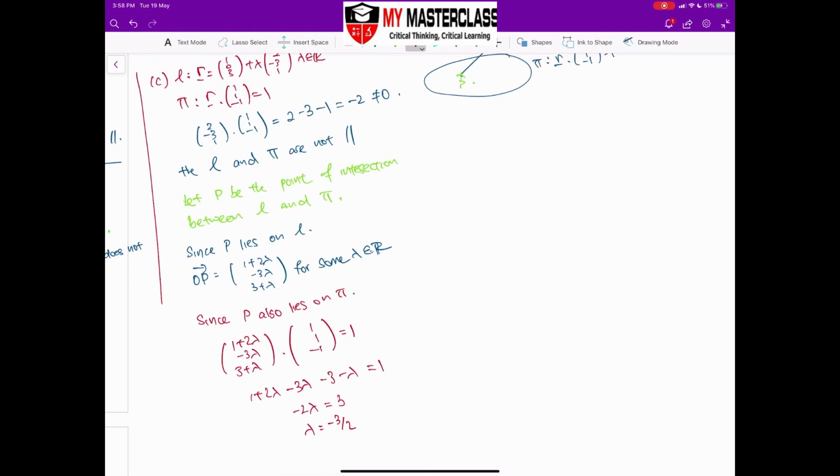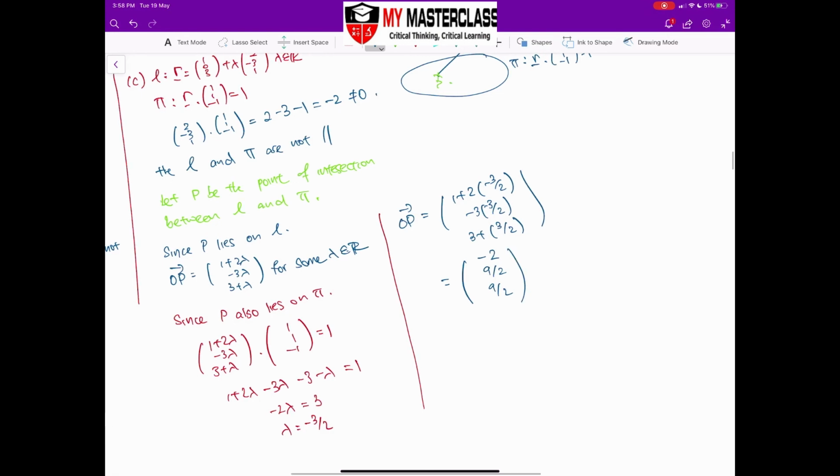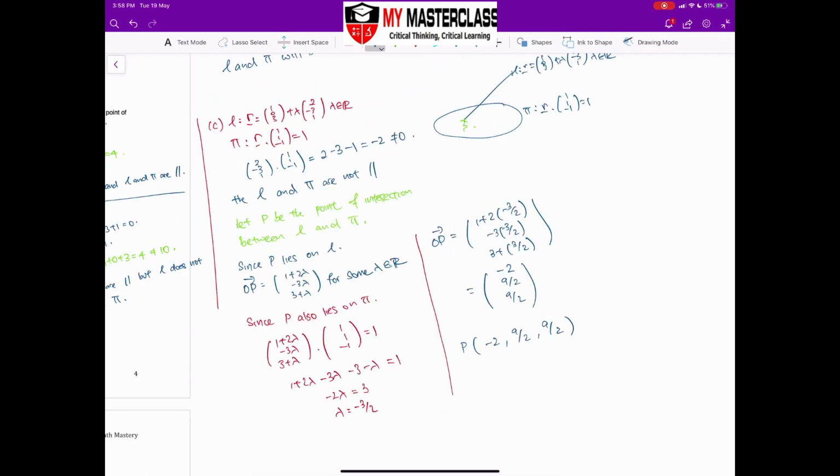Then once I get this value, I'm going to sub it back into my OP. So OP will be equal to (1 + 2(-3/2), -3(-3/2), 3 + 3/2). With further simplification, I should get (-2, 9/2, 9/2). So this is my OP equation. If you want to write it in coordinate form, it will be essentially this. So this is how we find the point of intersection between the line and the plane.